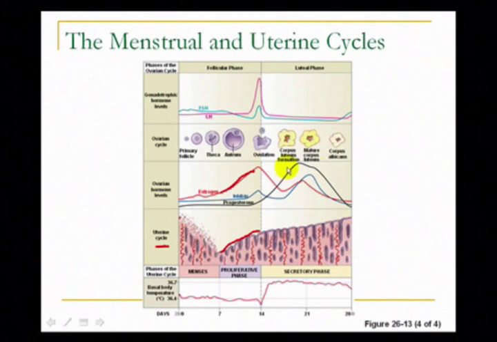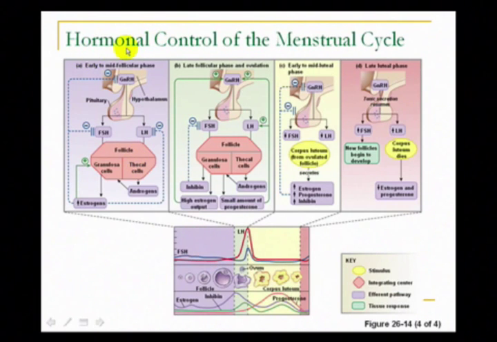And when the progesterone levels are high, it increases the vascular tissue, increases the blood supply to the endometrial lining, increases mucus production, and that's the secretory phase. And then the cycle occurs. If fertilization doesn't occur, the corpus luteum dies, the progesterone levels drop, and it triggers menses, and you start all over again. So here's a chart of the hormone control of the menstrual cycle.